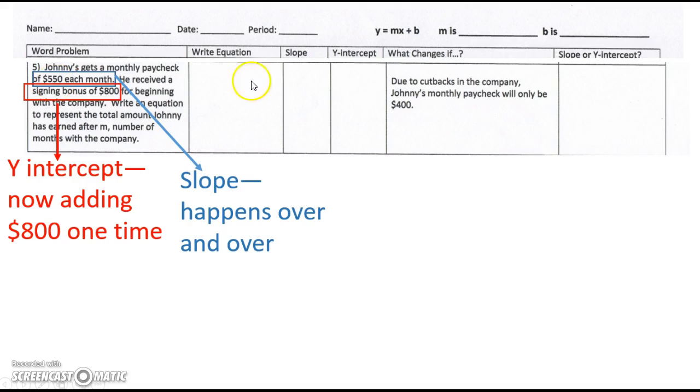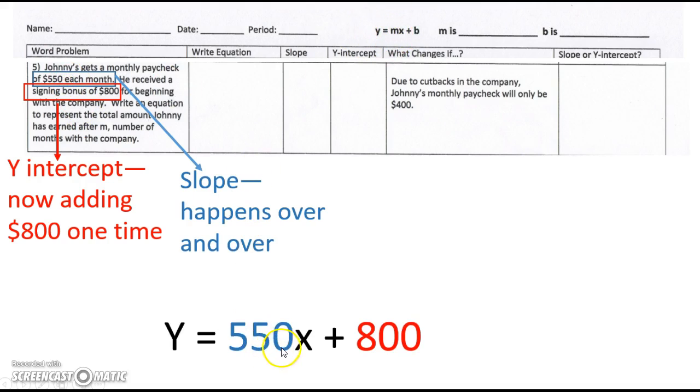So you're going to write your equation, y equals mx plus b, right here. m is your slope, that's 550, because it happens over and over again. b is your y-intercept, ours is 800, because he starts off at $800 for the signing bonus. Make sure you put that in that box right there. Now your slope, pretty easy to put your slope right here. 550 is what he's getting every month, over and over. Your y-intercept is 800 because that's the signing bonus where he starts. So I'll give you a second. Make sure you have this down.